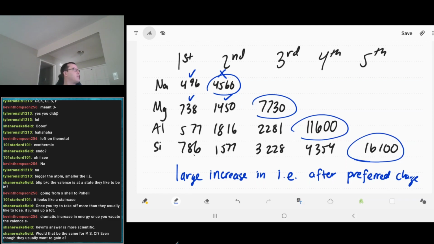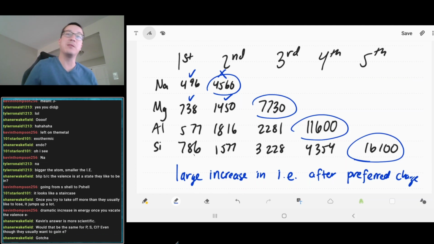So sulfur will have a gap between its 6th and 7th one. And phosphorus will have a gap between 5th and 6th. So while you are absolutely right, phosphorus does not want to be +5, it would rather be +5 than +6. For sulfur, it would rather be +6 than +7. That's the idea. Of course, at that point, we're already in absurd energy amounts anyway that are in crazily high kilojoules per mole.